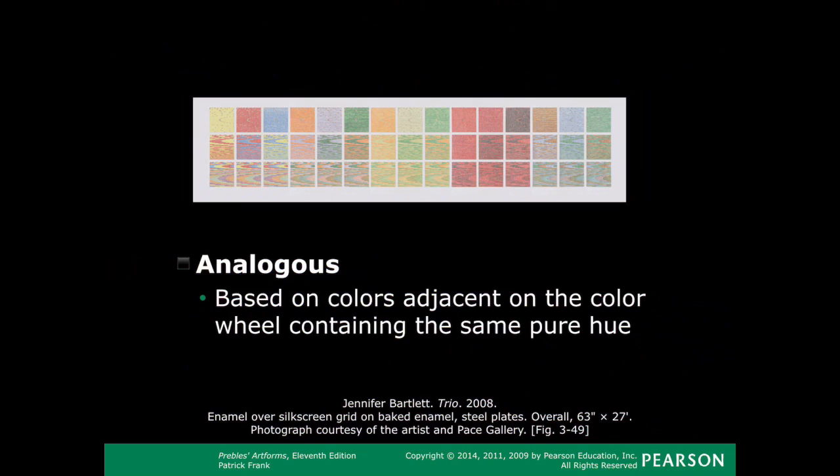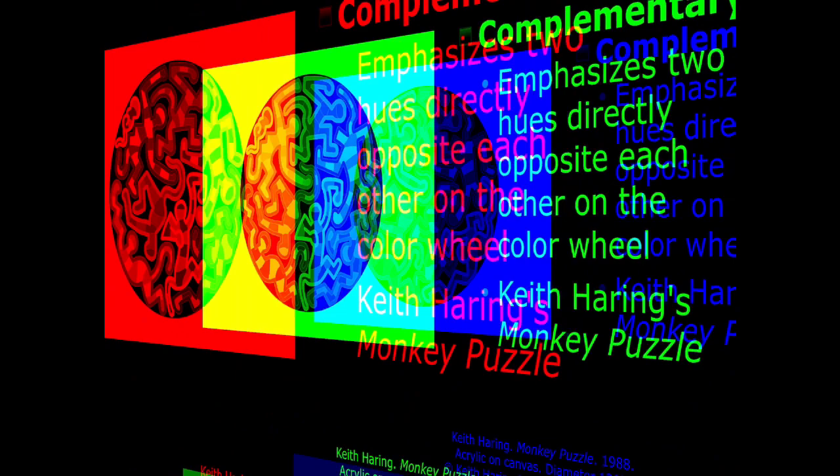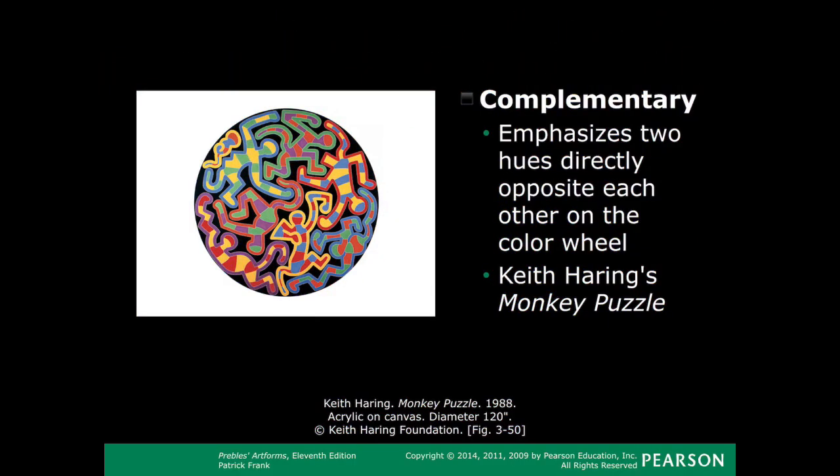You'll hear this term used a lot when it comes to the color wheel as well, analogous. It is based on colors adjacent on the color wheel containing the same pure hue. So if you were to think of analogous colors, think of the colors that are right next to each other on the color wheel. So it would go from yellow to orange to red to purple to blue, and it is a very safe way to create a color scheme because they're right next to each other on the color wheel, and it's an easy way to create harmony when it comes to using color.